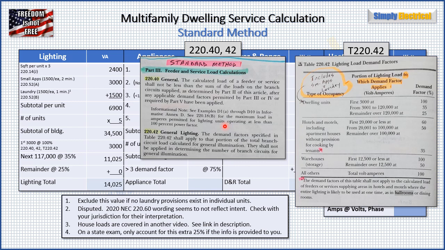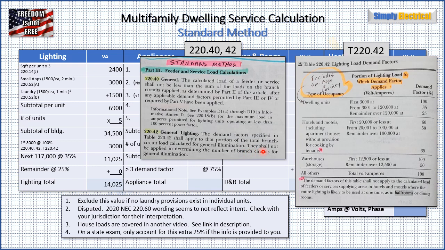Okay, going to 220.42, this is general lighting. The demand factor specified in Table 220.42 shall apply to that portion of the total branch circuit load calculated for general illumination. So when you see this term demand factor, all it's talking about is that you're taking a portion, like a percentage, of the whole value. So we're not required to use the entire sum of the loads of the branch circuits. We can take this portion of the total branch circuit load as determined by this table over here. We'll go over that in just a sec.